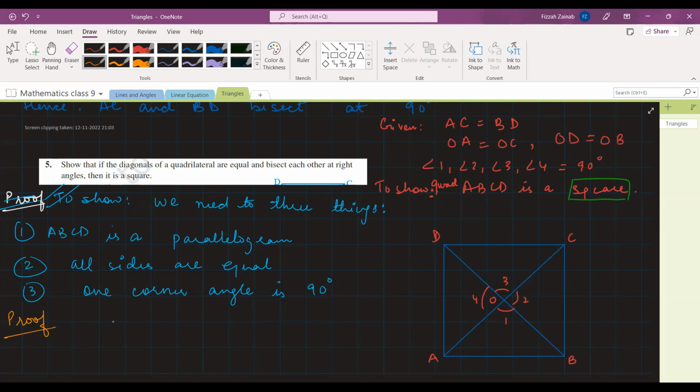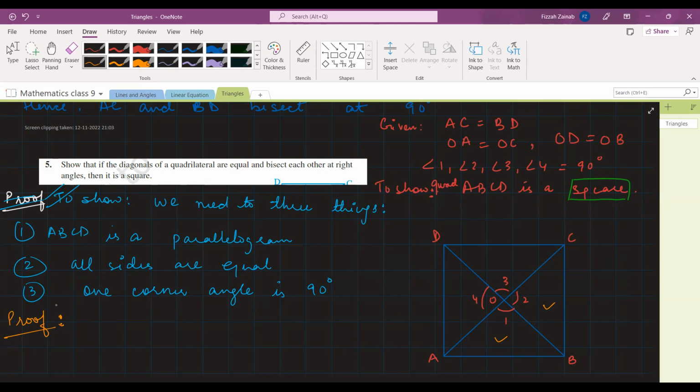Yes, ma'am. Okay, so first of all, let us try to show that the opposite sides are equal. Let me take this triangle and prove them congruent so that we can say AB is equal to BC by CPCT. Is that clear?